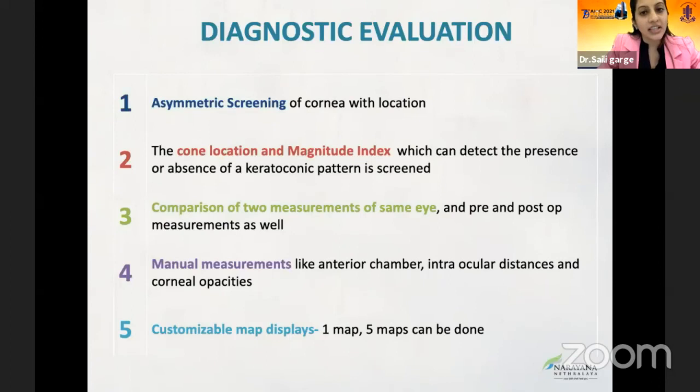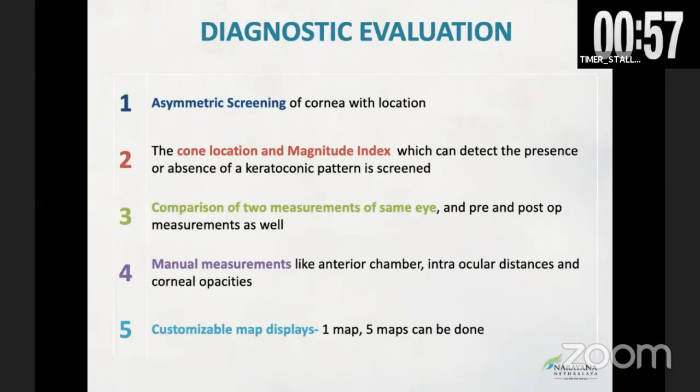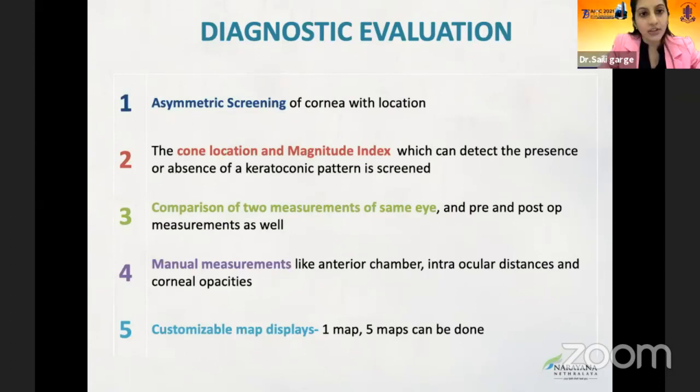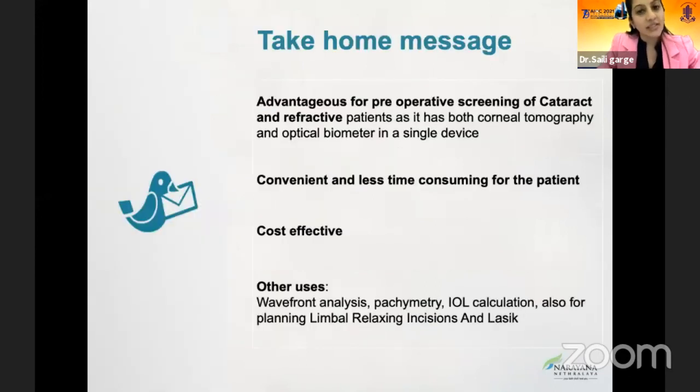Asymmetric screening of the cornea with the cone location and magnitude, comparison of two measurements of the same eye, manual measurements of other features, and customizable map displays are a few of the diagnostic applications. Take-home messages: advantages for pre-operative screening of cataract and refractive patients, convenient and less time-consuming, cost-effective, and other uses are wavefront analysis, pachymetry, IOL calculation, and also for planning LASIK surgery.